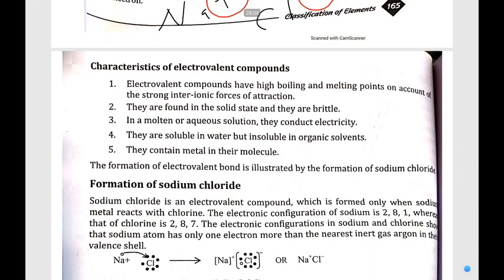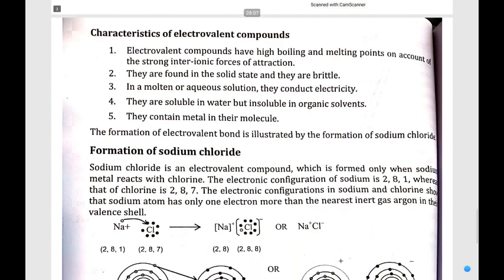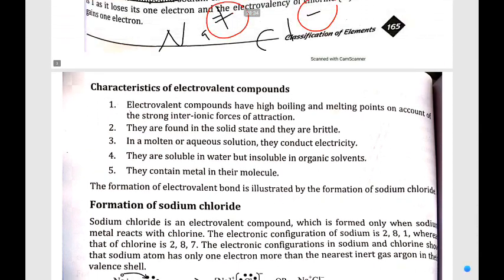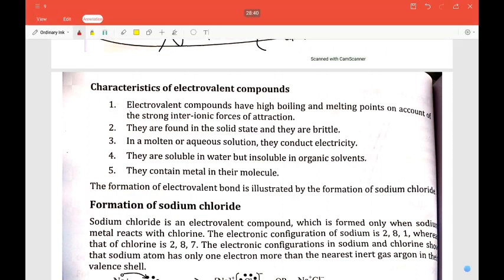Now students, what are you going to discuss? Electrovalent compounds. Remember, electrovalent compounds are the compounds formed by the help of electrovalent bond. What are the characteristics? So, the main characteristic is, see here, they have high melting and boiling points. The melting and boiling points are very high.